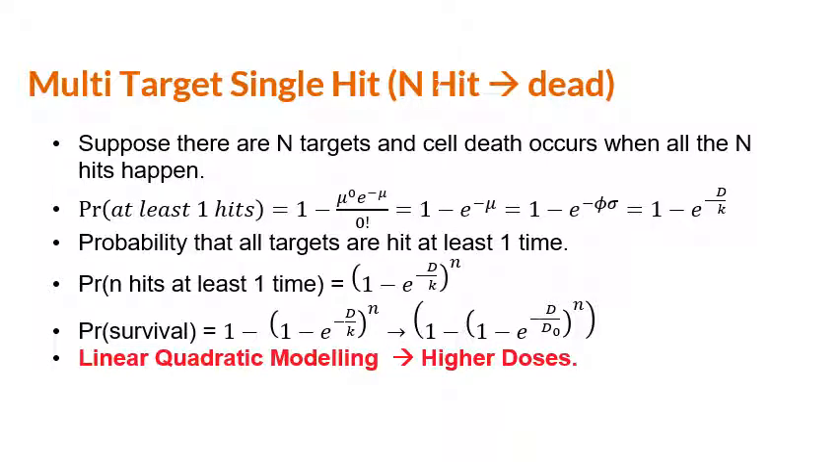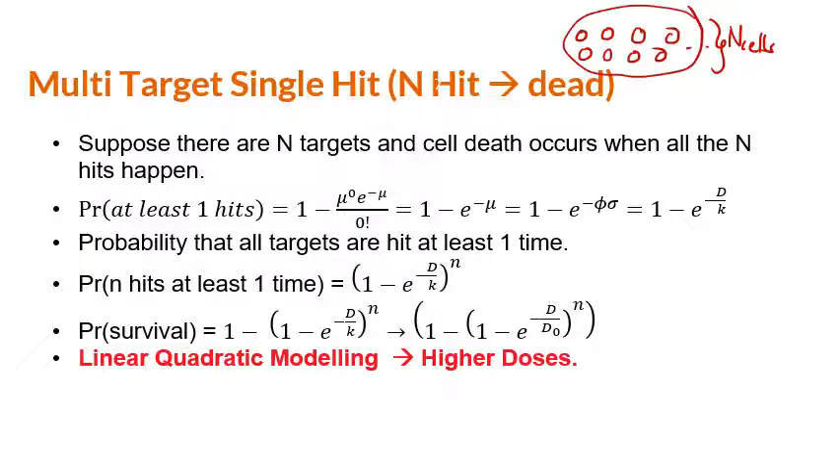Okay, let's now consider the multi-target single hit model. So, ganito naman ito. So, suppose you have multiple targets. Yan, may mga cells ka. Let's say these are N cells. So, yan, meron kang N cells. So, sinasabi ng multi-hit target, dapat matamaan mo lahat para mamatay yung cell. So, all should be hit para maging dead yung cell. Okay, so suppose there are N targets and cell death occurs when all the N hits happen.